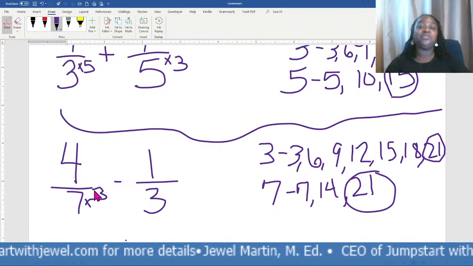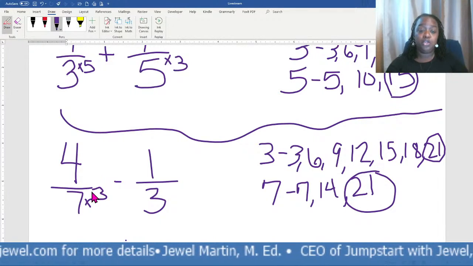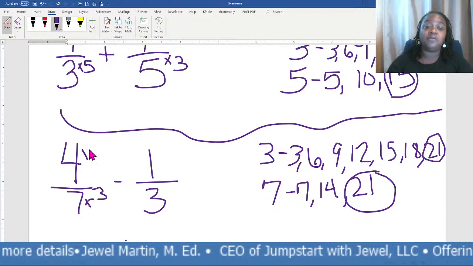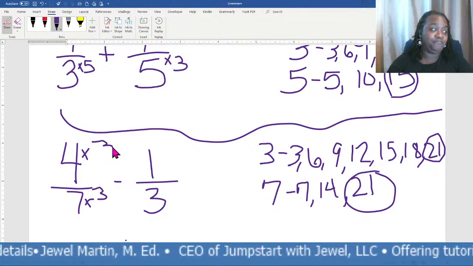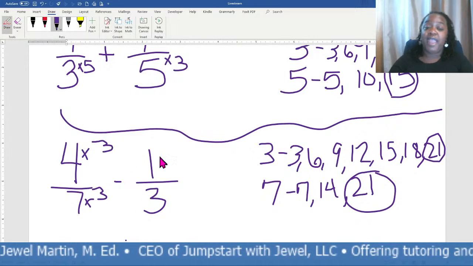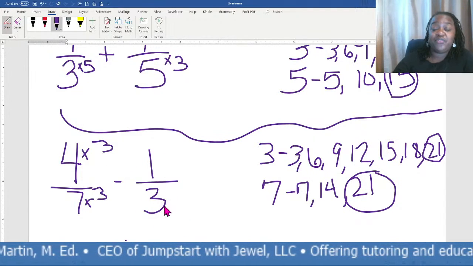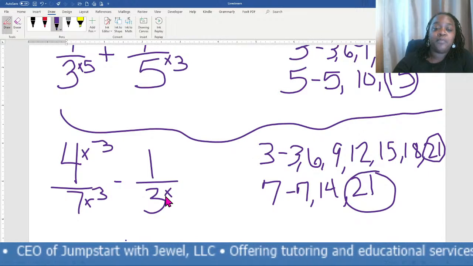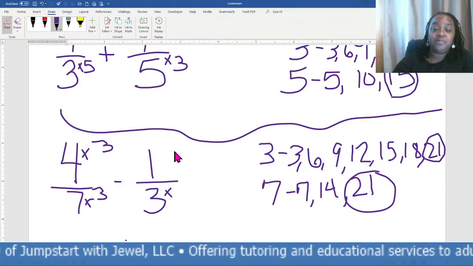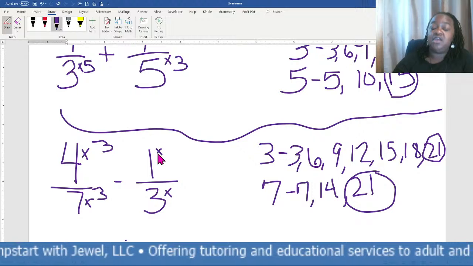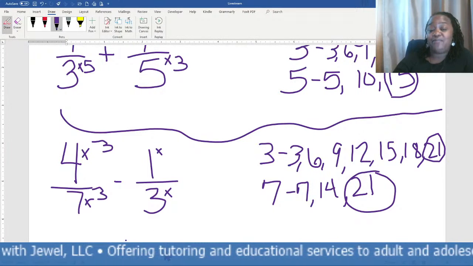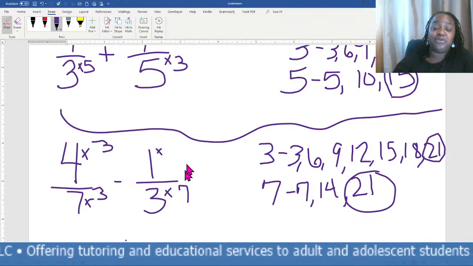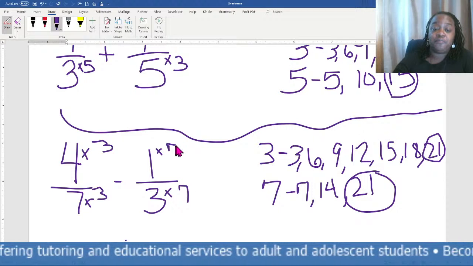Now, whatever you do to the denominator, you do to the numerator. So since we're multiplying 7 by 3, we're also going to multiply 4 by 3. We go over here to the right to 1/3. We have a 3 in the denominator. Whatever you're multiplying by the 3, you're going to have to multiply that same factor by the 7. So what number, when you multiply it by 3, gives you 21? It is a 7. And so you're going to do the same thing with your numerator.